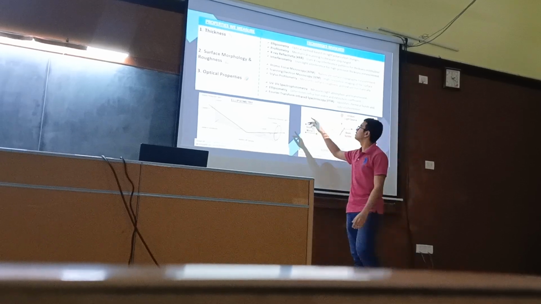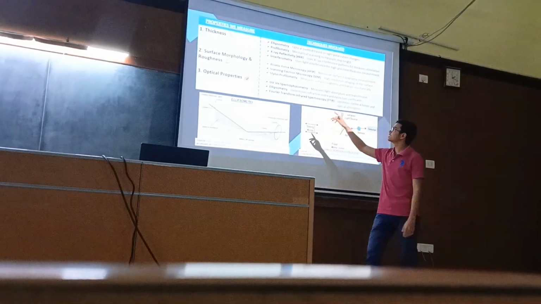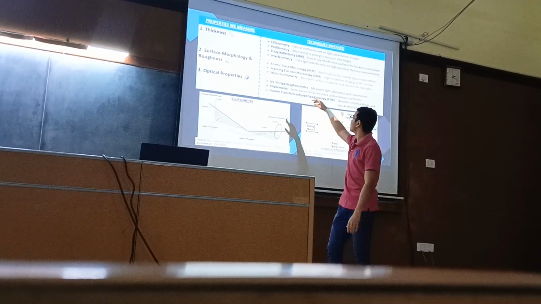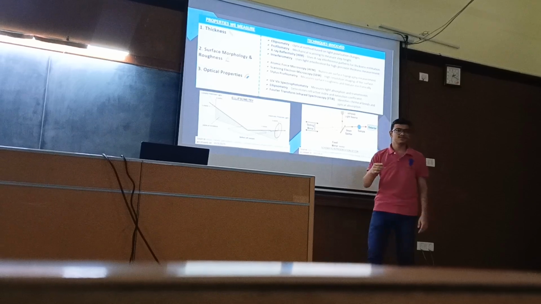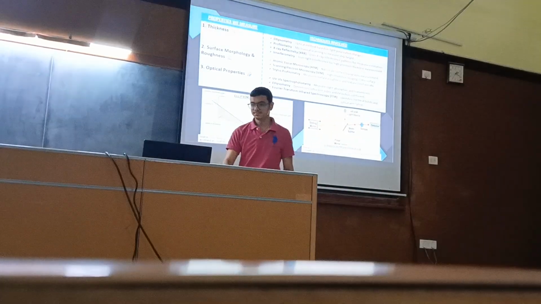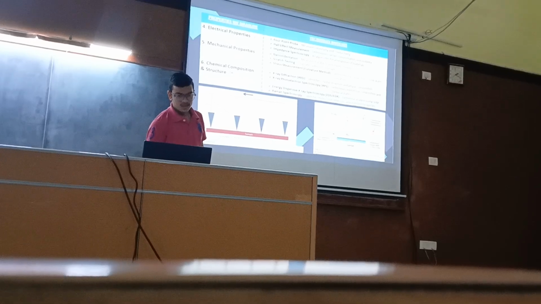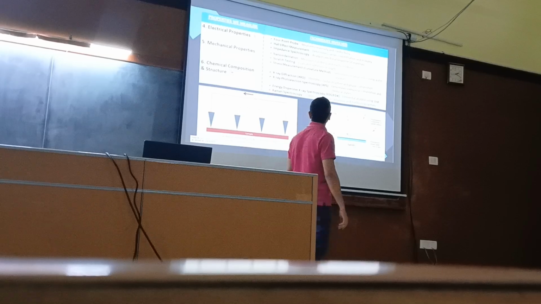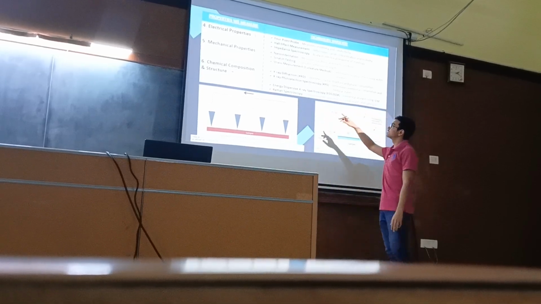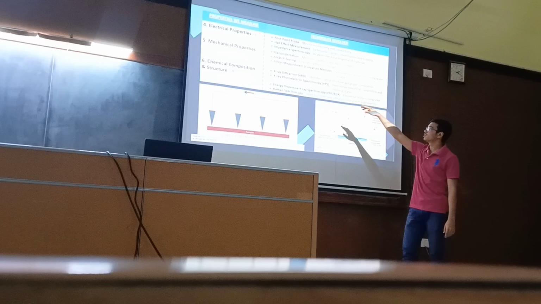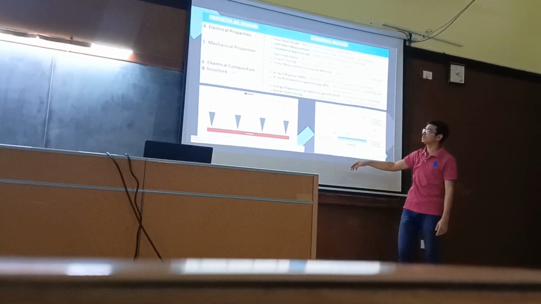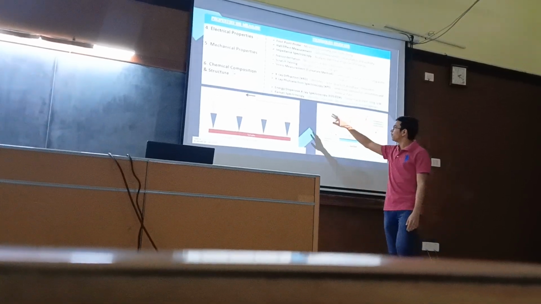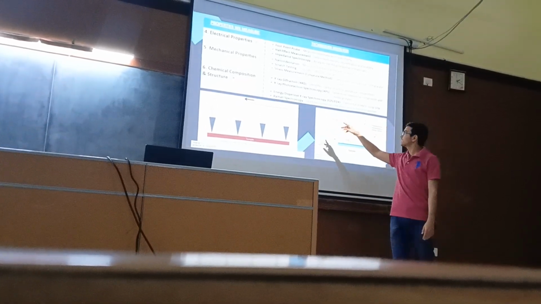For surface morphology and roughness, we have AFM, atomic force microscopy, and scanning electron microscopy. These are discussed by others. For electrical properties, we have the four-point probe and Hall effect measurement. Mechanical properties are measured by nanoindentation. For chemical composition, we have X-ray diffraction, Raman spectroscopy, and energy dispersive X-ray spectroscopy.